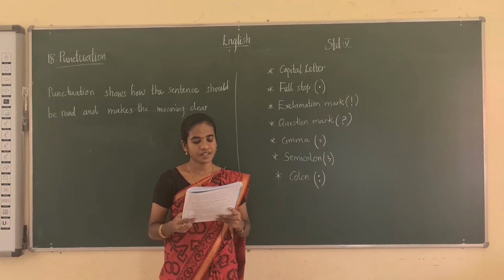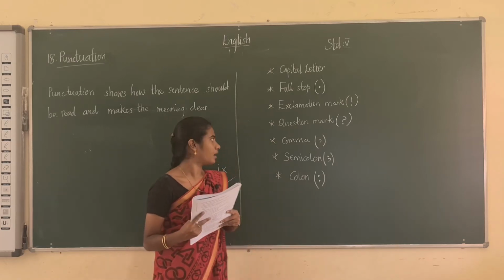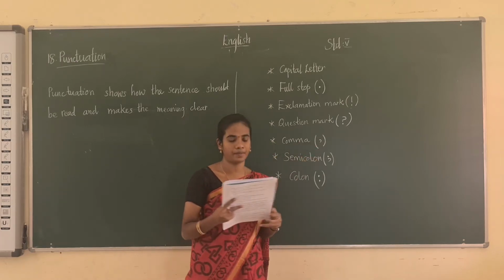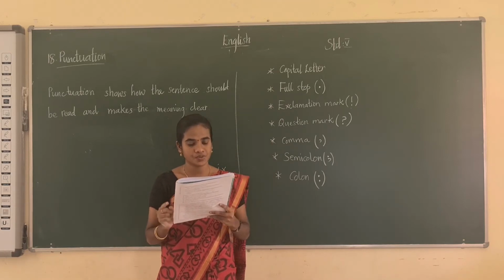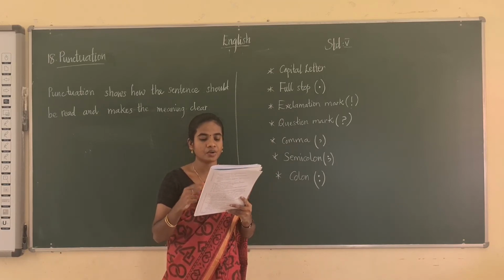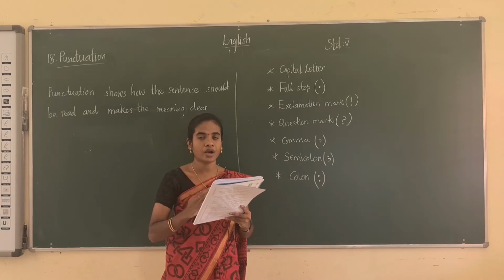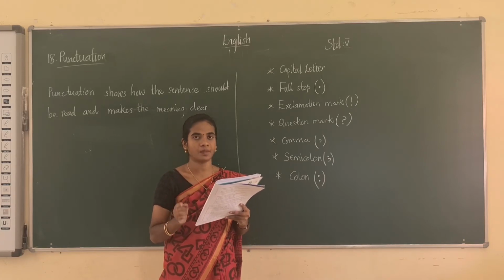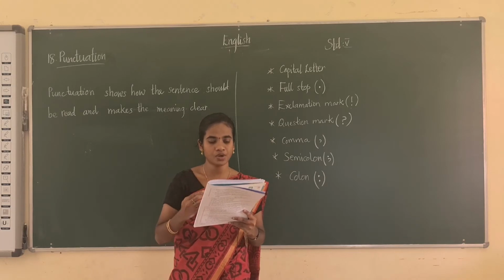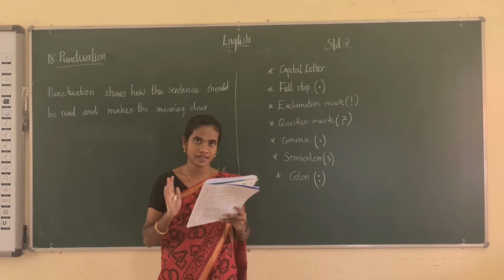See the next one, comma. This is the symbol of the comma. A comma is used to separate words or a group of words in a sentence. In a sentence, if you want to separate a word or a group of words, you have to put a comma. We already do this, no? To separate words, we use the comma.